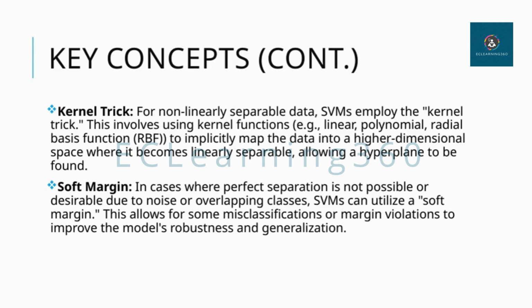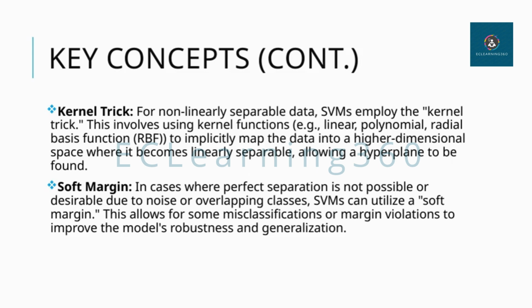Now, let's take a closer look at some key concepts that extend our understanding of SVMs. First, the kernel trick. When our data isn't linearly separable in its original space, SVMs can still find a way to separate it effectively. They do this through the kernel trick, which involves using kernel functions like linear, polynomial, or the radial basis function, or RBF. Essentially, these functions allow us to implicitly map our data into a higher dimensional space, where it often becomes linearly separable. This means we can find a hyperplane that separates the classes more easily, even if it wasn't apparent in the original space.